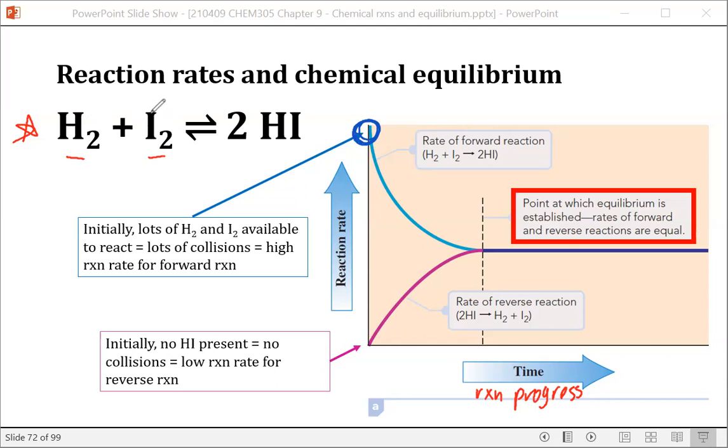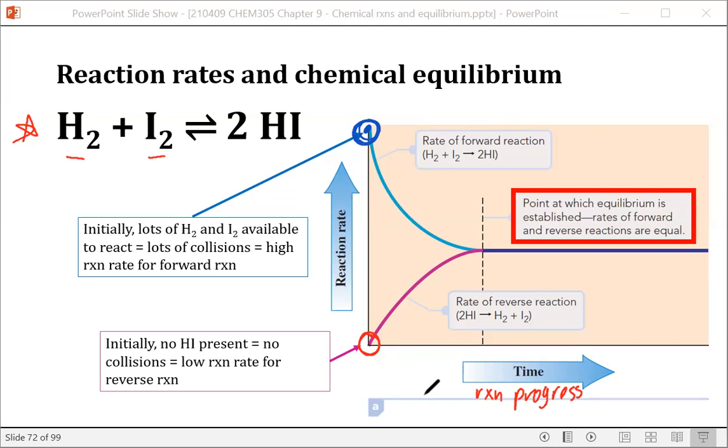And so the rate of the forward reaction is going to be very high, which is why this blue line is way up high on the reaction rate coordinate. The forward reaction is going to be very, very high, because initially all you have is the two reactants mixing together to make product. And initially, because you don't have any product formed yet, there's no reverse reaction because you don't have any product to turn back into reactants. So initially the forward reaction rate is high and the reverse reaction rate is low.